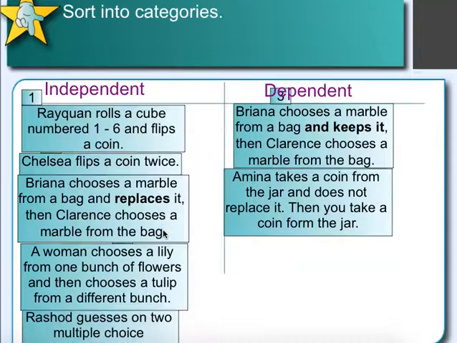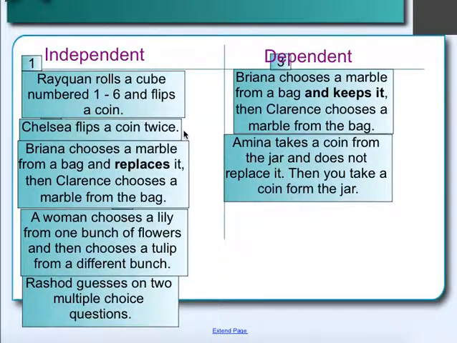So here are some good examples of independent and dependent. Independent: rolling a number cube and flipping a coin twice, replacing a marble from a bag and then choosing another, picking a flower from a bunch of flowers and then choosing another flower from a different bunch, and guessing on 2 multiple choice questions. Whereas dependent: choosing a marble and keeping it and then choosing another, or taking a coin from a jar and keeping it and picking another coin.